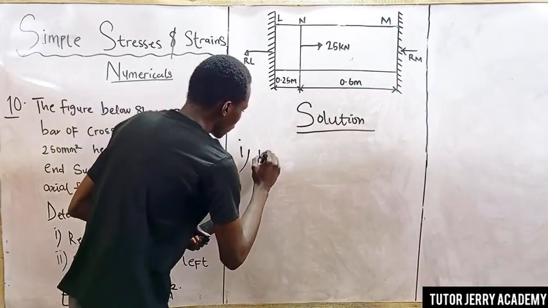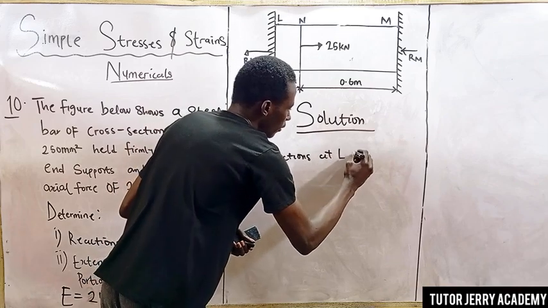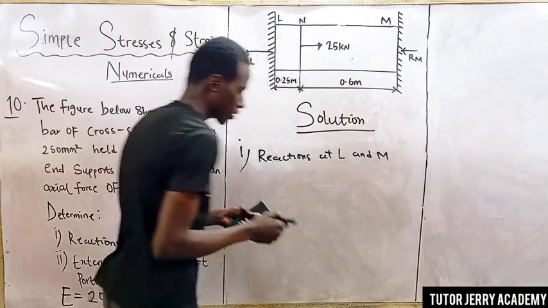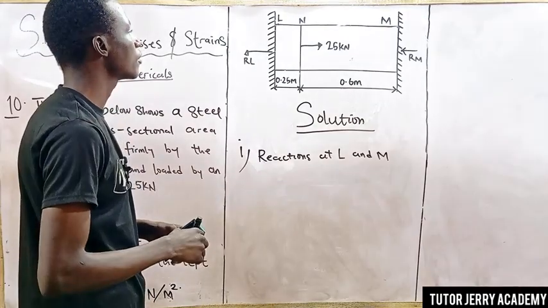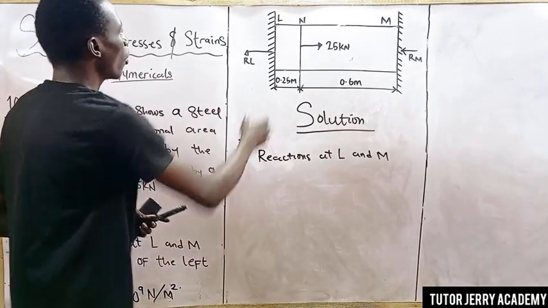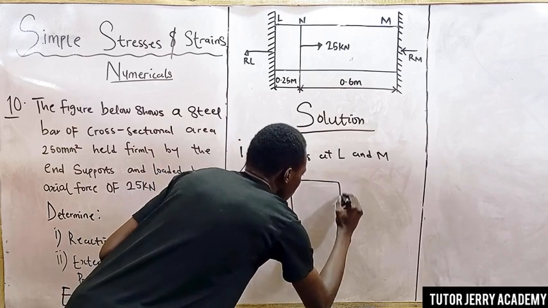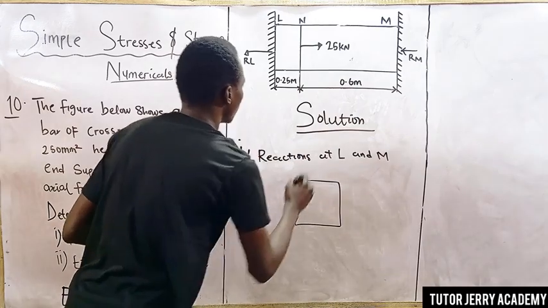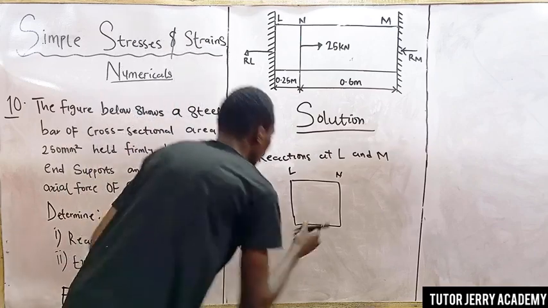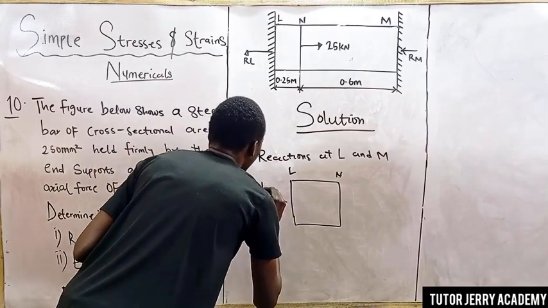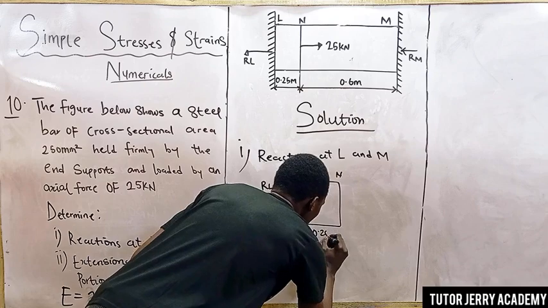Number one, we are asked to determine reactions at what? At L and M. First thing I'm going to be doing is bringing out the free body diagrams of this steel bar. So for section LM, let this diagram here represent section LM. Of course, I'm having RL, which is tensile, and I'm having a length of 0.25 meter.